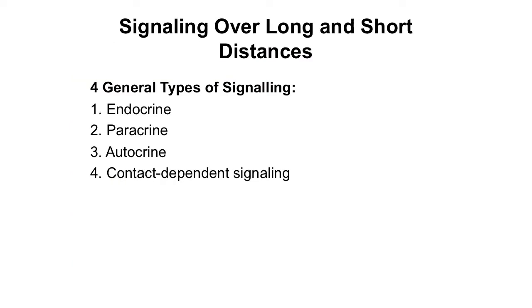As I mentioned earlier, in multicellular organisms, the distance between communicating cells varies. And so physiologists and cell biologists have identified four general types of signaling depending on whether the signaling is long distance or short distance. So first is endocrine, second is paracrine, third is autocrine, and finally there is contact-dependent signaling. So in this section, we will see the similarities and the differences among these four different types of signaling.